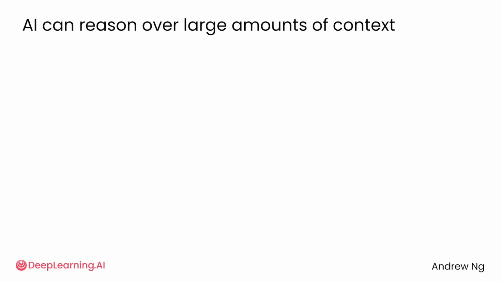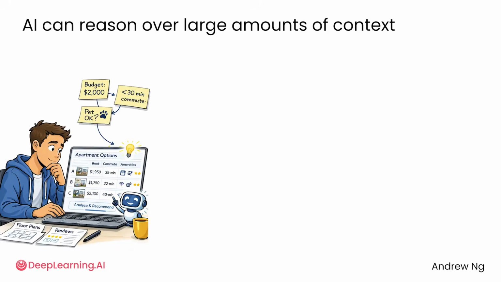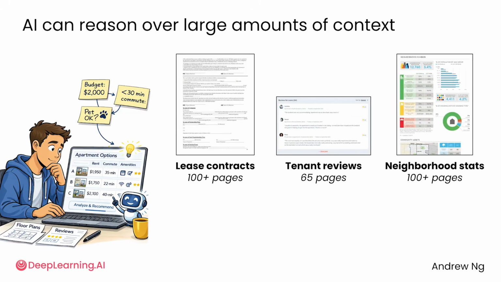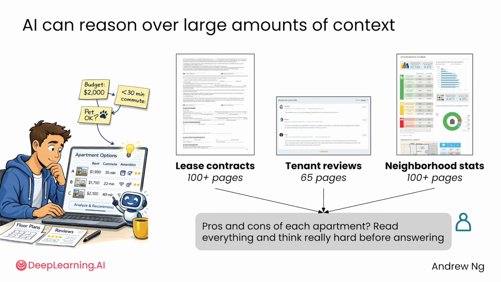AI models can read and reason over very large amounts of context. For example, if you are trying to choose an apartment, you can upload hundreds of pages of lease contracts and upload tenant reviews and neighborhood statistics and ask AI to read all of this and to tell you the pros and cons of each of the options. And you might write a prompt like, pros and cons of each apartment, read everything and think really hard before answering. By the way, telling AI to think hard or think really hard is another common prompting pattern that we'll come back to a little bit later.